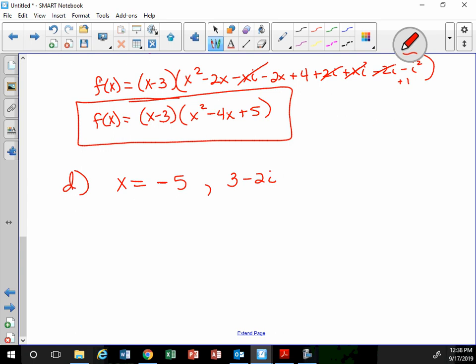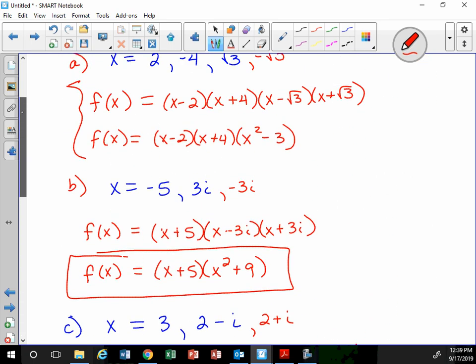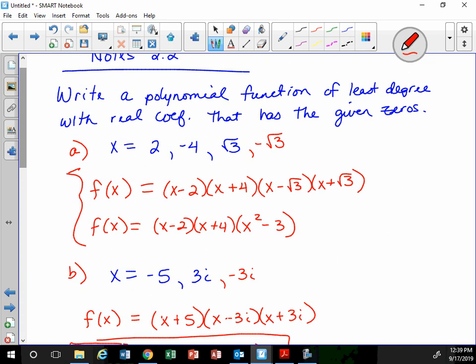You did f of x equals, are we not having f of x there? Did you say that that would not be the correct solution? No, it says write a polynomial function. Okay. So when you're writing a polynomial function, you are writing f of x equals. Okay.